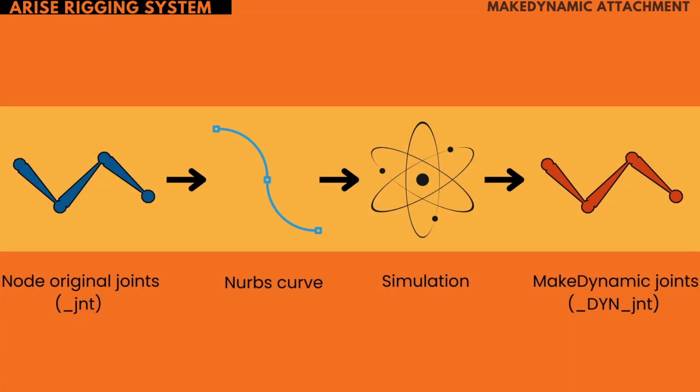MakeDynamic works by creating a curve with its CVs attached to each of the rig's original joints. It then creates a hair simulation system for that curve, followed by creating a new dynamic joint chain that follows the simulated curve.